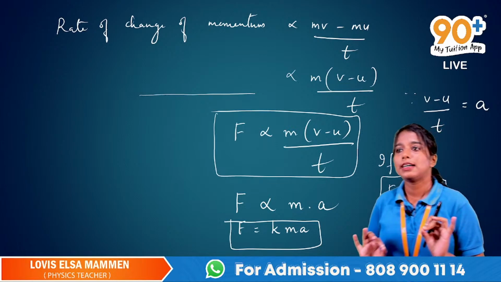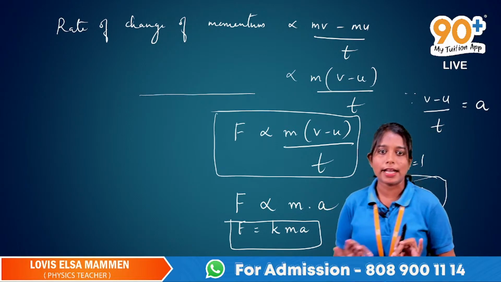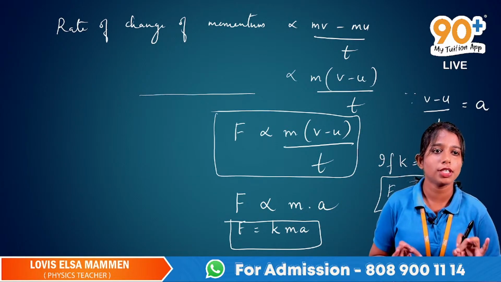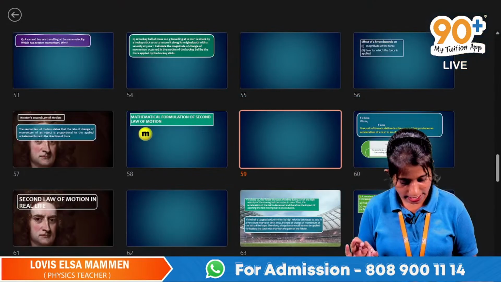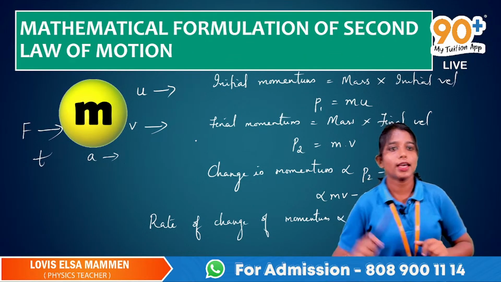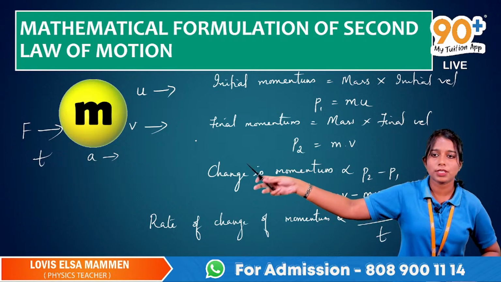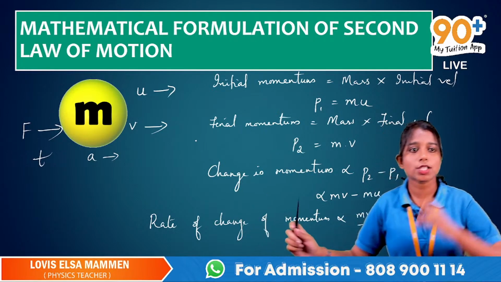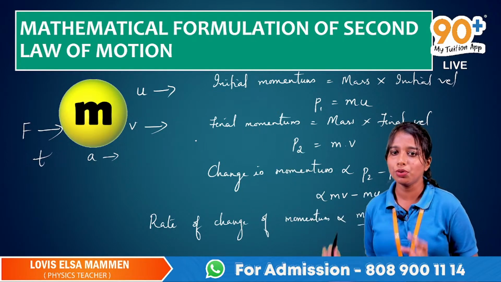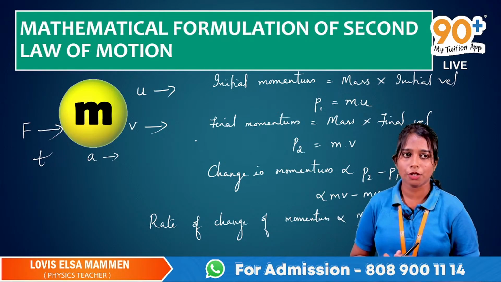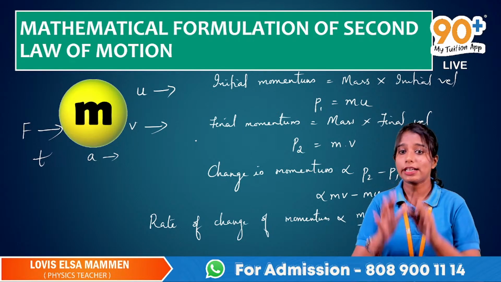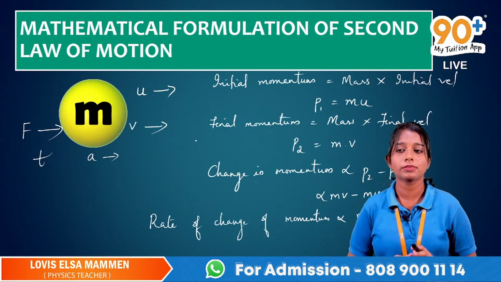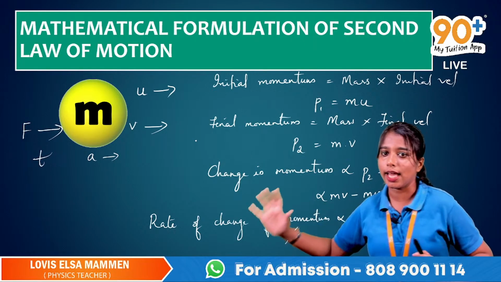The derivation of the mathematical formulation of second law of motion. Yes, I'll just explain it once again. ഒന്നും കൂടെ പറഞ്ഞു തരാം. Okay, we have got an object which is having a mass m. It has got an initial velocity u. ഞാൻ ഒരു ഫോഴ്സ് അപ്ലൈ ചെയ്തു. It has got a final velocity v. Got an acceleration a at time t.